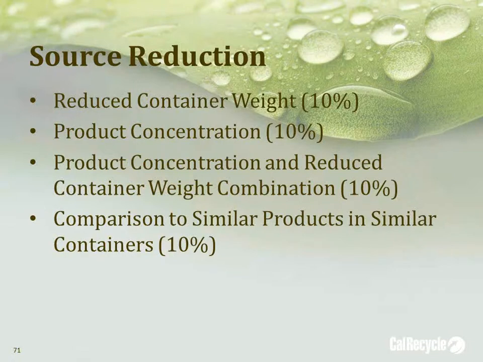For product concentration and reduced container weight combination source reduction, the RPPC has a combination of increased product concentration and reduced container weight, which balances out to a 10% reduction. For comparison to similar products and similar containers source reduction, the RPPC, when compared to another container that is alike in material type, such as resin, shape, volume, and with a similar product inside, must weigh at least 10% less.